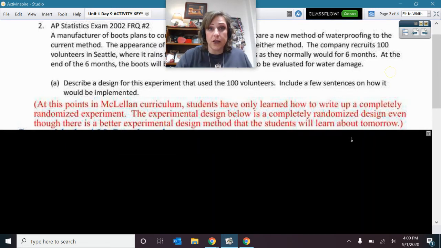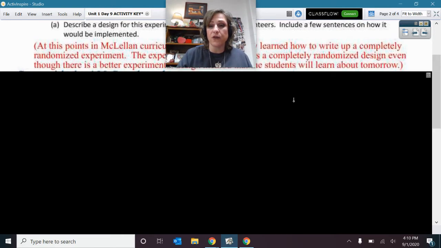At this point in the curriculum, we have only learned about this thing called a completely randomized experiment. We have not done blocking yet. We're going to do a lab tomorrow that starts us off with that. So the experimental design that I'm going to show you will be our basic completely randomized design. Now, there is a better design method, and we will talk about that and connect it back to this problem tomorrow or the next day. But let's go ahead and go along with what we know so far.